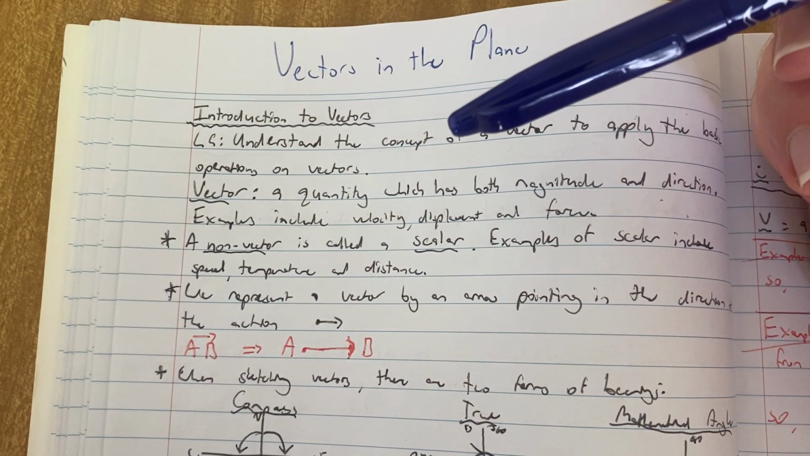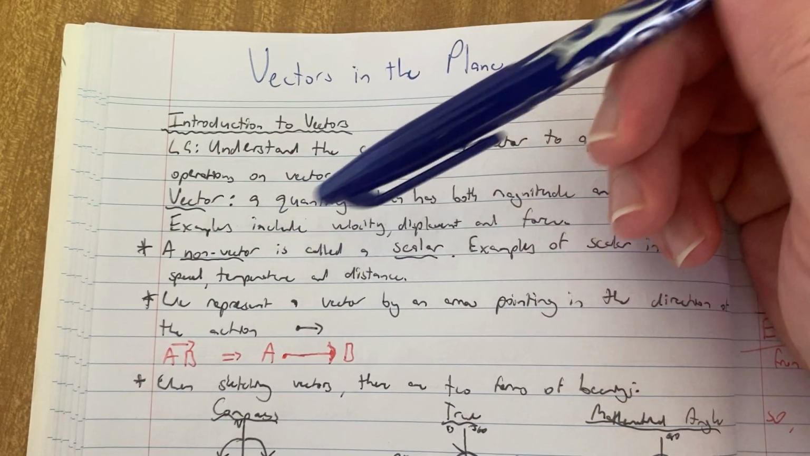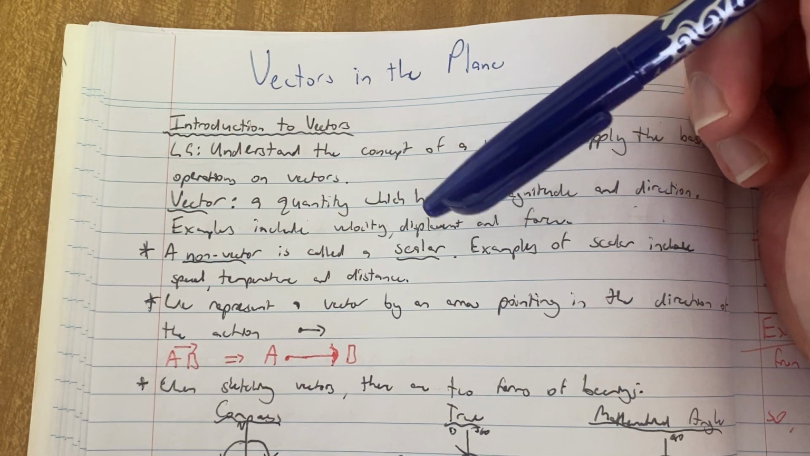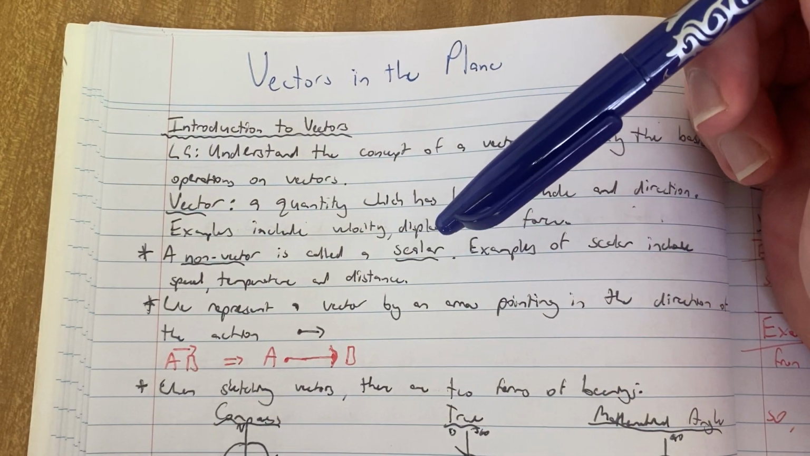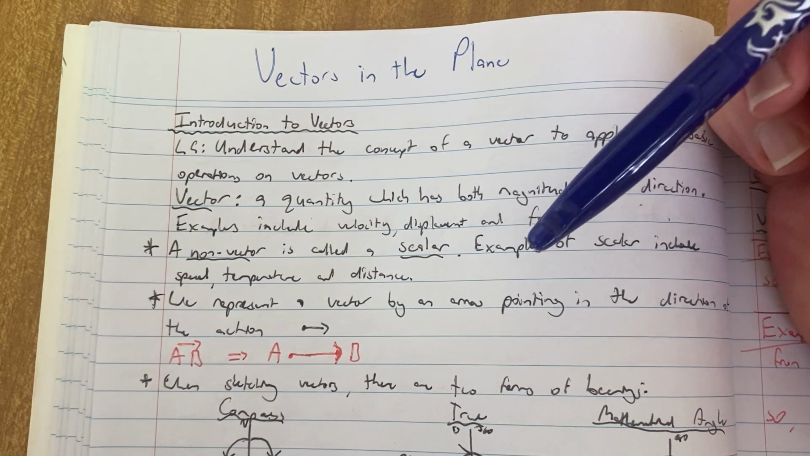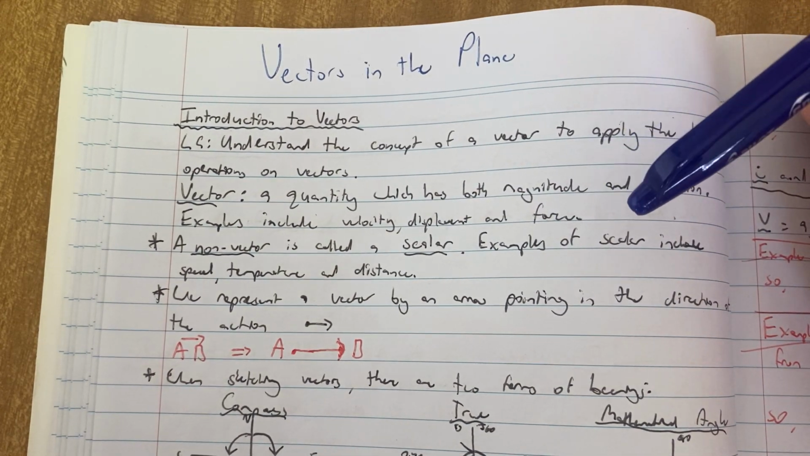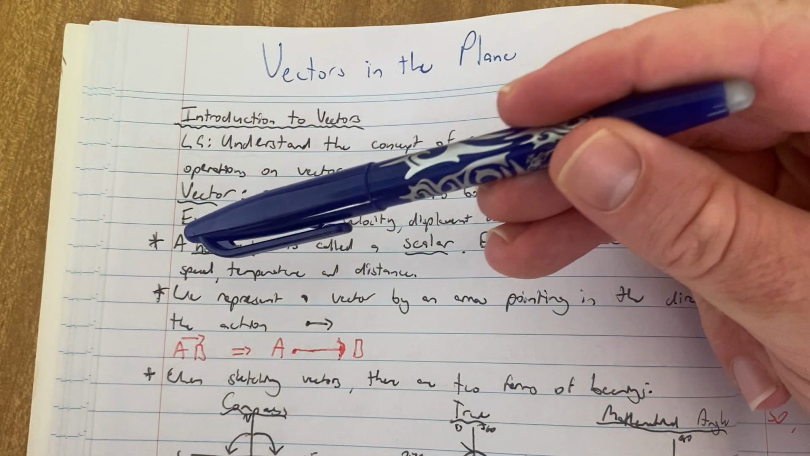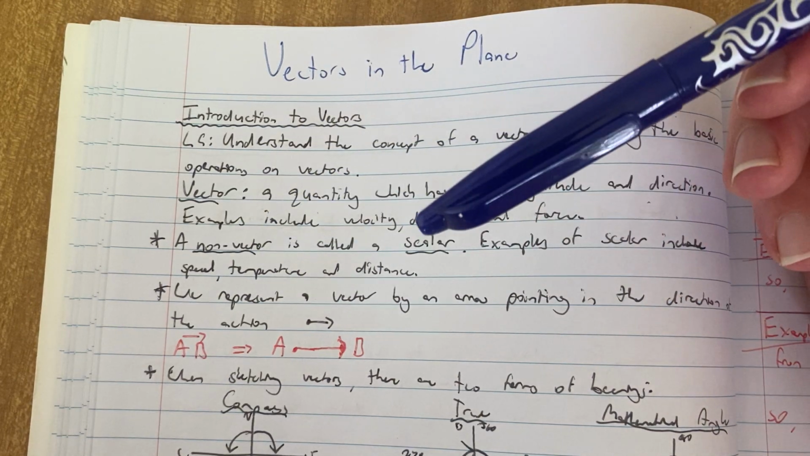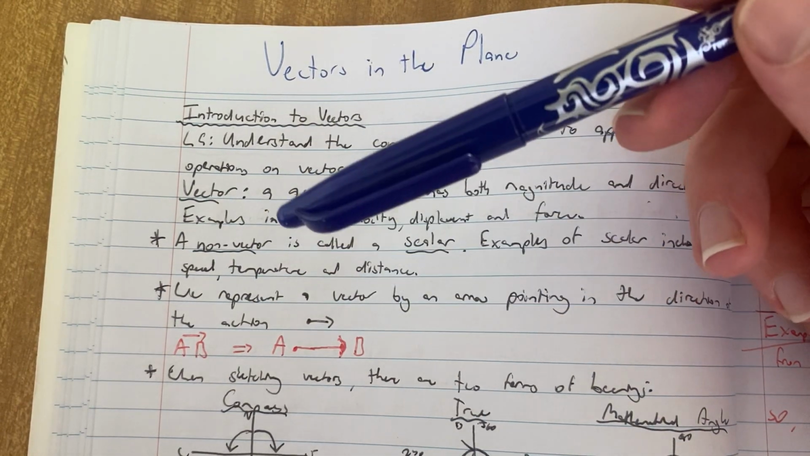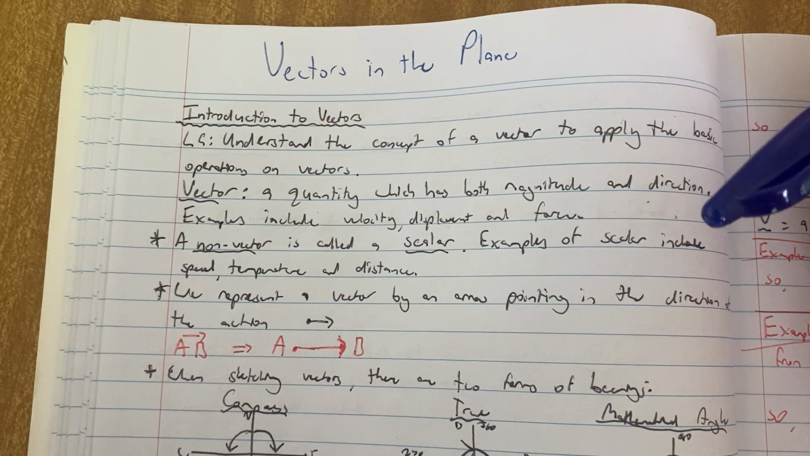One thing to note as well though, a non-vector is called a scalar. Now this is a key thing because we are going to be doing some things with scalars later on. And some of the key examples in this which we see across the board include speed, temperature, and distance. Obviously they are things that clearly change.